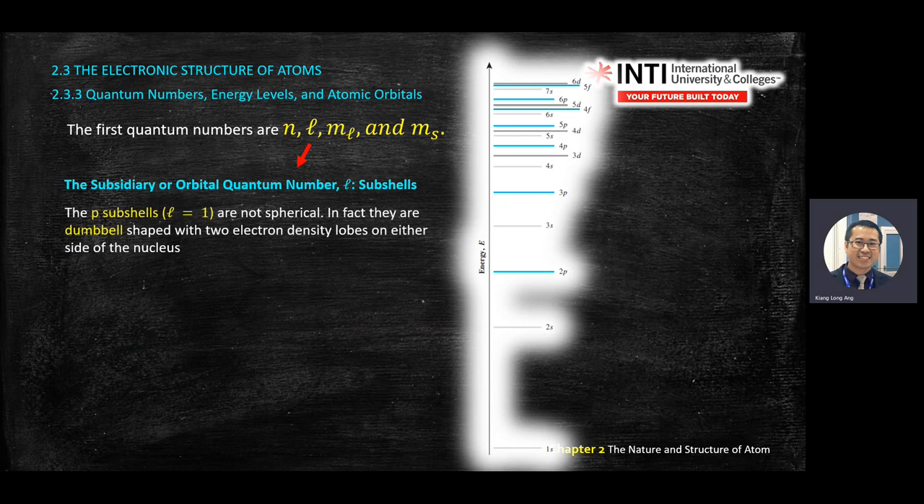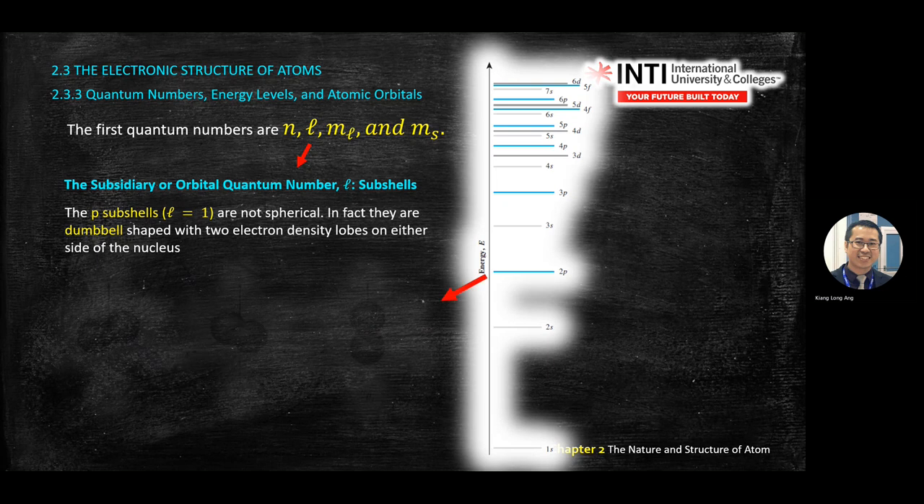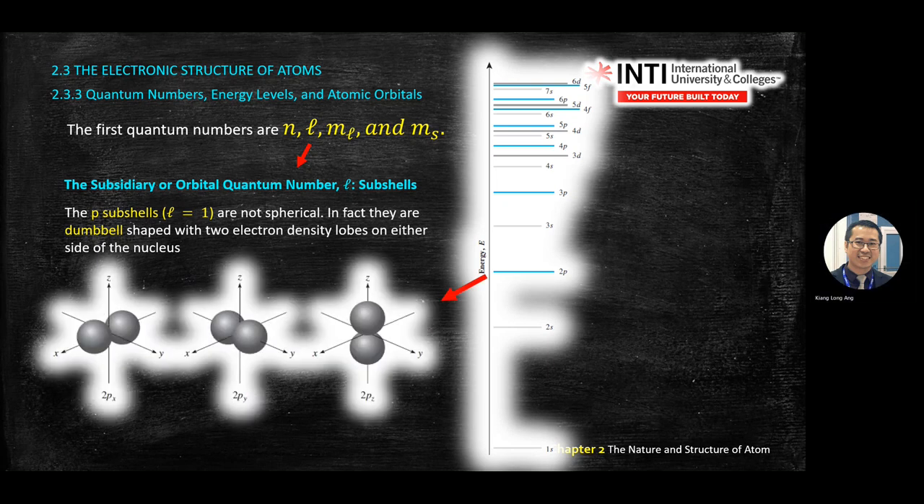Second, we jump into P. So this S here is spherical. Then we go into P. P, they look like dumbbell. They look like dumbbell, and you know that in mathematics you have three axes. You have x axis, y axis, and z axis. So this dumbbell is along the axis. So this x, y, and z axis.